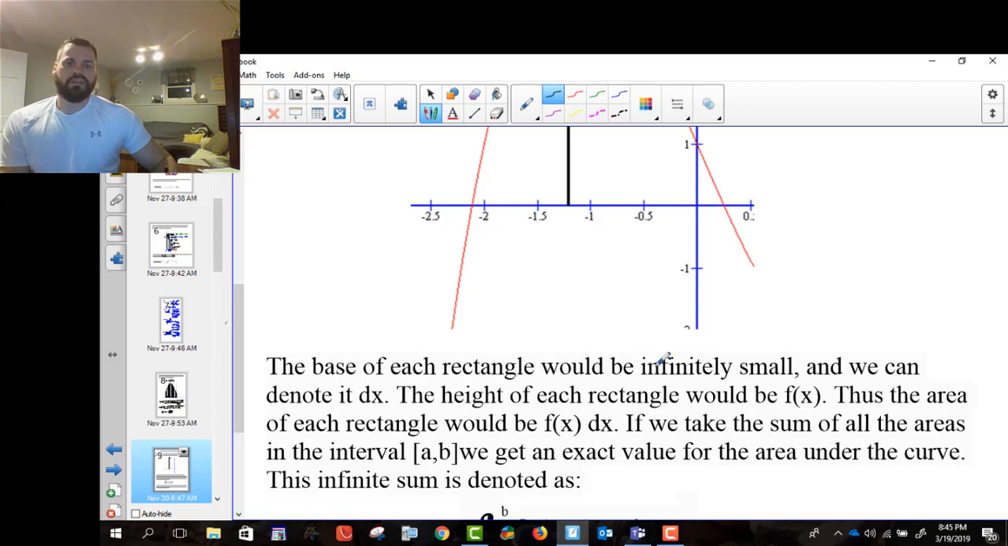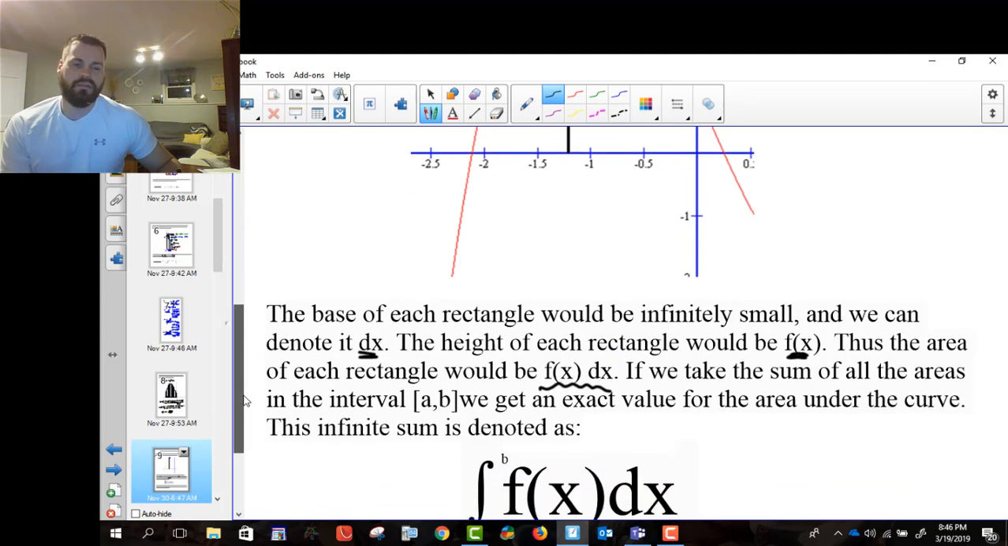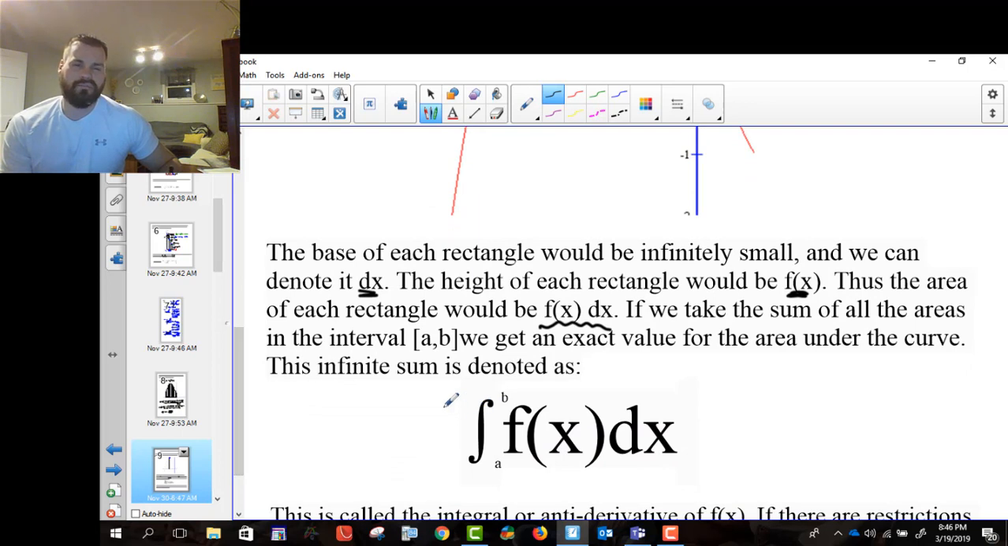The base of each rectangle gets denoted by dx. And the height of each rectangle would be the function at that x value, whatever x value it happened to be. So the area of each rectangle would just be f of x times dx, base times height. And all we want to do is take the sum of those. We infinitely sum them, and we use that symbol right there. That is called an integral.